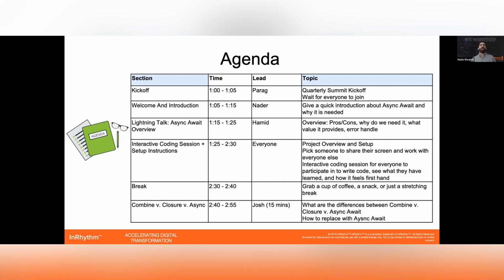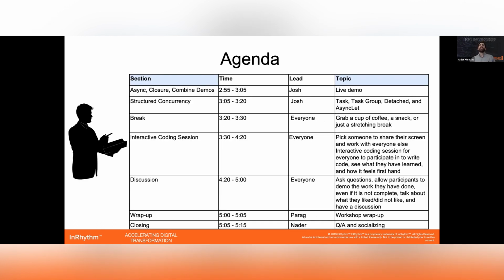we will go through the differences between combine, closure, and async await. I think this is really important because it's not just understanding how async await works, but also if we have existing code and we need to change that code into something else, we want to see the differences between each one of those, and then how to do that conversion. So once Josh is done with that coding section, he's going to do a live demo and a walkthrough.